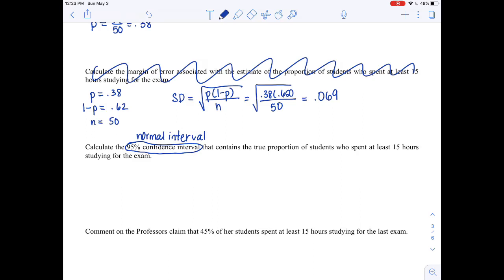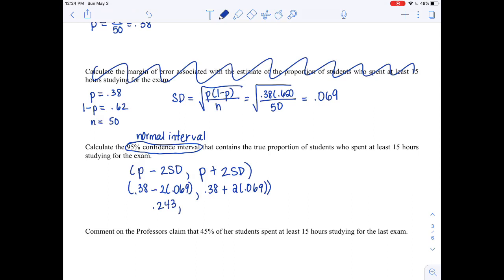So now when I go to make my normal interval, normally you would have done mean plus 2 standard deviations, mean minus 2 standard deviations. This time you're going to do p minus 2 standard deviations and p plus 2 standard deviations, and that's how you're going to make your normal interval. So p is 0.38 minus 2 times 0.069, and then 0.38 plus 2 times 0.069.